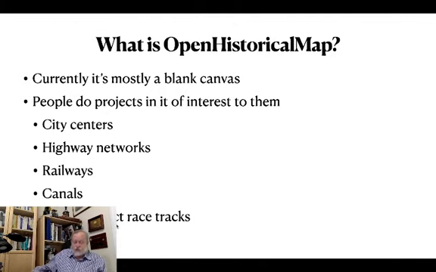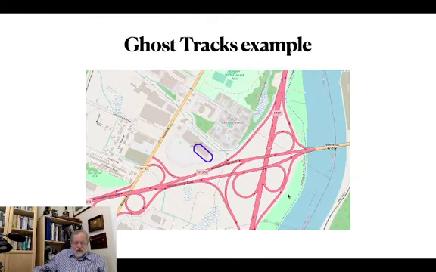I personally map defunct racetracks. That was how I started in Open Historical Map years ago. It was a place to go put down what I know about where racetracks used to be. So I'm going to offer an example from the Ghost Tracks project.